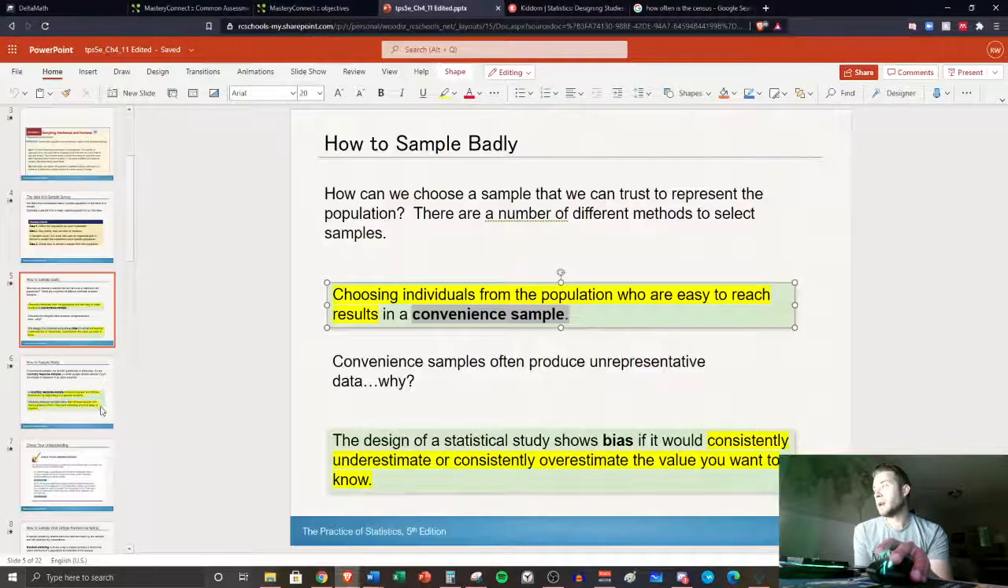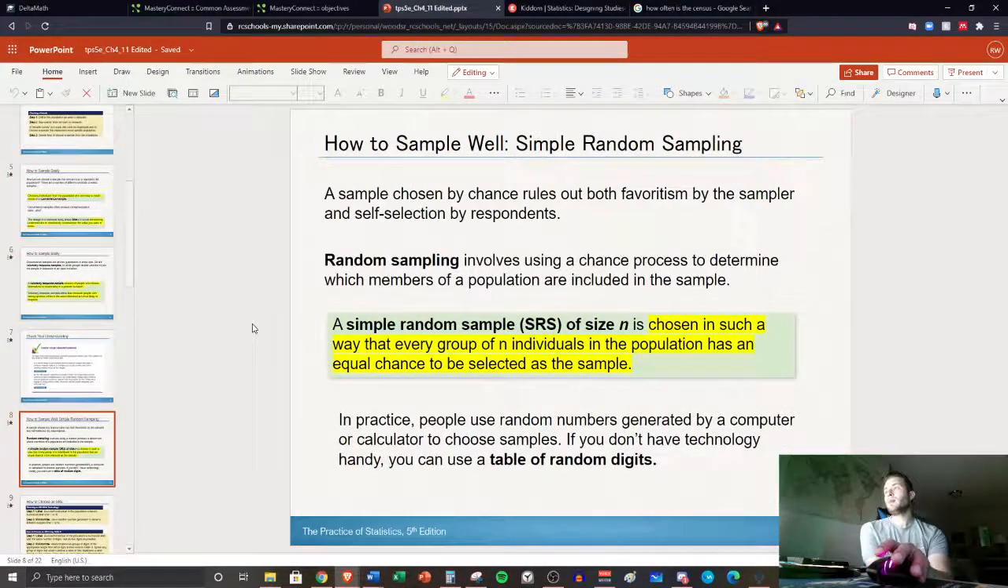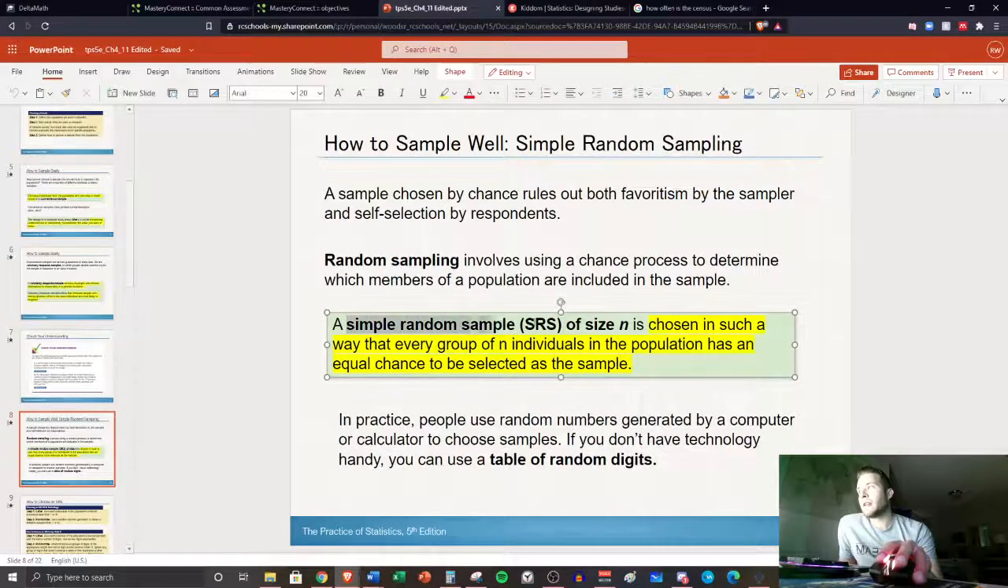So let's pull up a note here. A simple random sample of size n. I would actually like you to write anything highlighted, by the way. Simple random sample, SRS of size n. n is your sample size. Go ahead and write that up. It is chosen in such a way that every group of n individuals in the population has an equal chance to be selected as the sample.